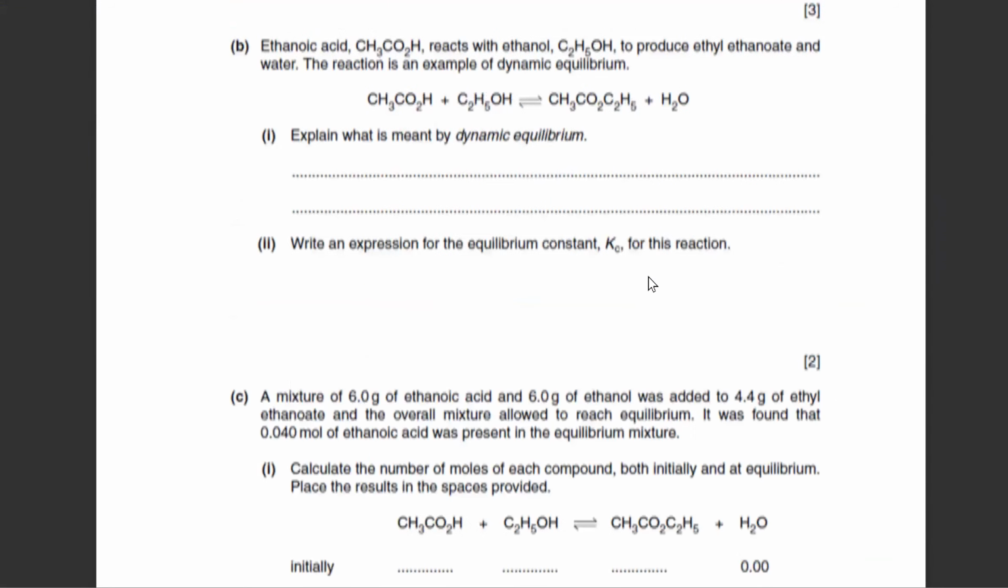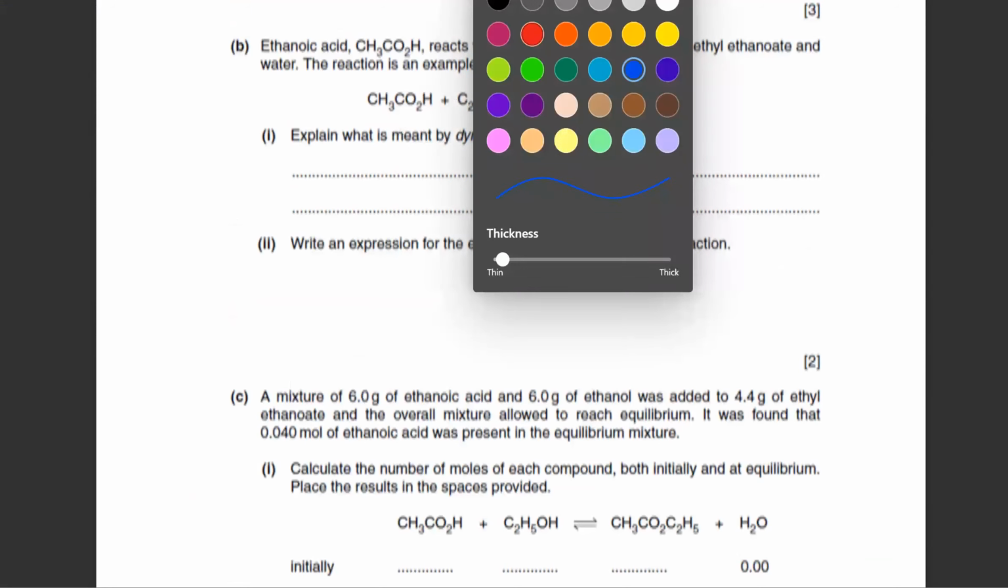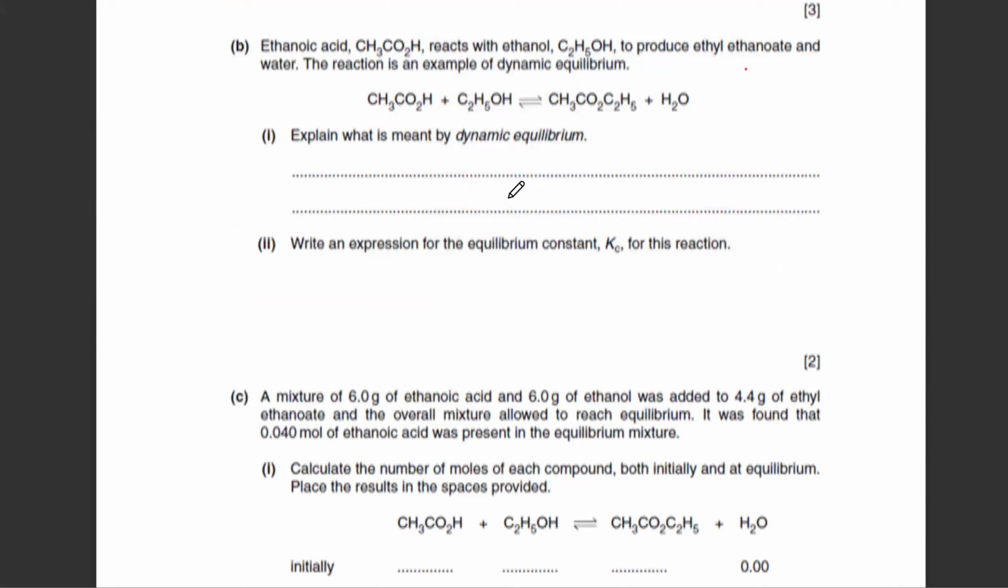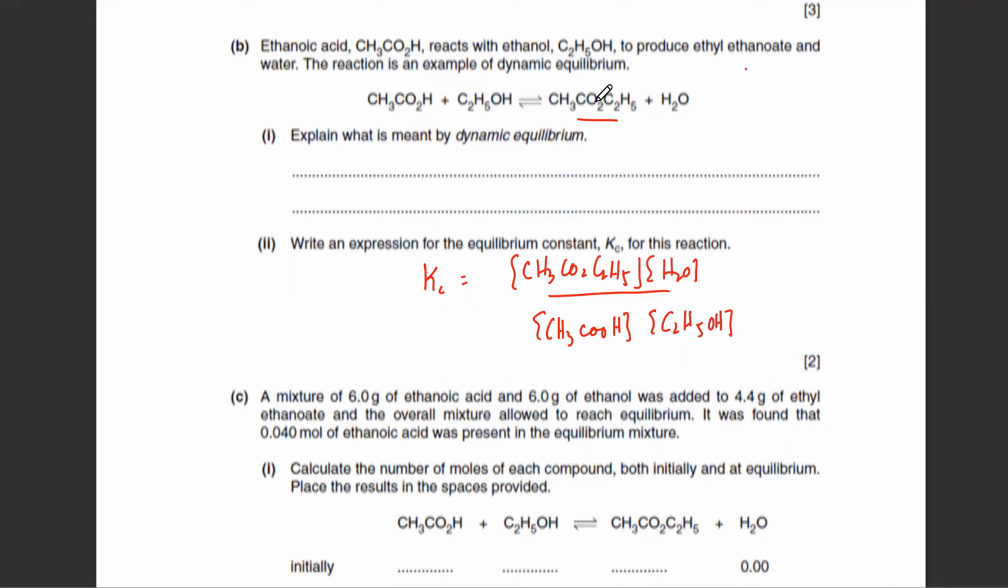So what is meant by the term dynamic equilibrium? That's simply when the rate of forward reaction equals the rate of backward reaction. That's in a reversible reaction. Write the expression for Kc for this reaction. So it's products over reactants. So Kc is this is an ester, CH3CO2C2H5, concentration, water concentration divided by the reactant concentration, which is carboxylic acid, CH3COOH, and the other one is ethanol, which is C2H5OH, and its concentration. So that's Kc.